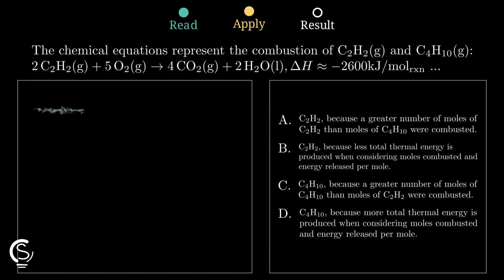Next, look at the energy. 2 moles of ethine release 2,600 kilojoules. For butane, 58 grams is 1 mole, which releases half of 5,800, totaling 2,900 kilojoules.